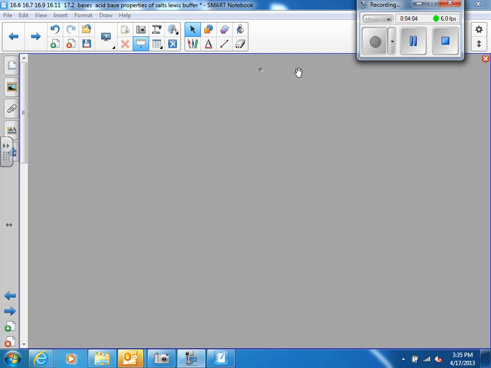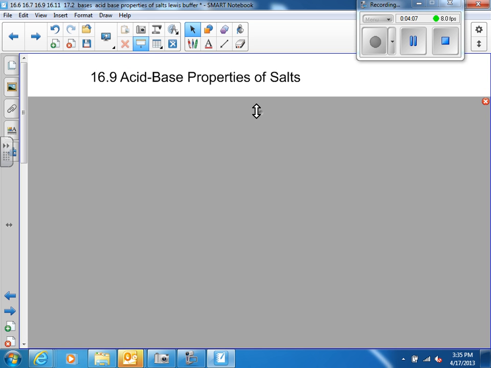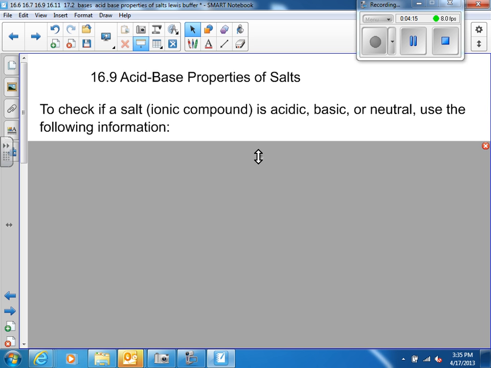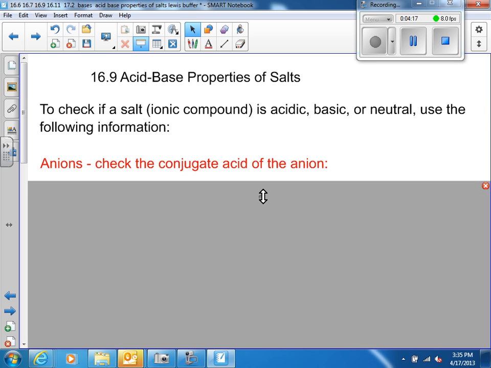Next topic, acid-base properties of salts. Now salts are just ionic compounds. We check the positive and the negative ion to see if they are acidic, basic, or neutral. And here are your rules.